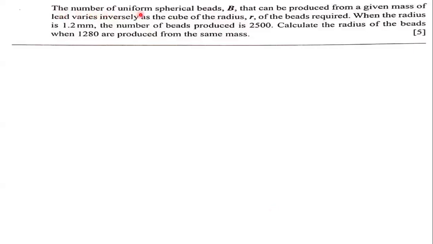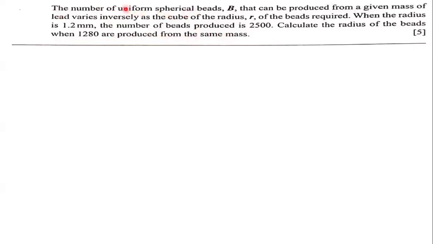The number of uniform spherical beads, B, that can be produced from a given mass of lead varies inversely as the cube of the radius R of the beads required. When the radius is 1.2 millimeters, the number of beads produced is 2,500. Calculate the radius of the beads when 1,280 are produced from the same mass.